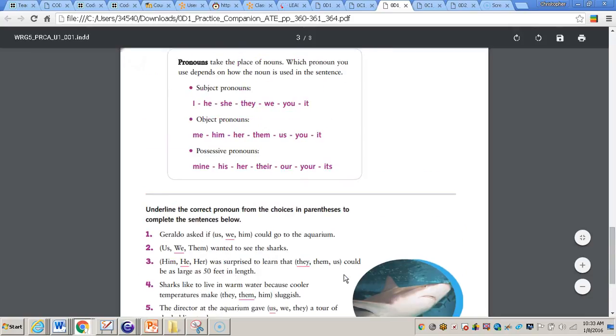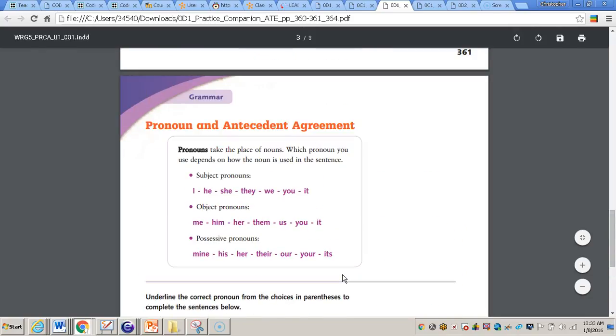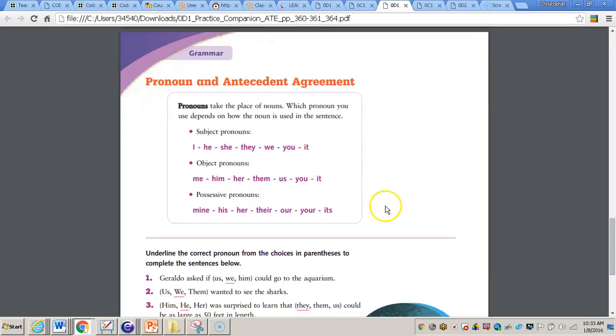So this concludes the video on pronoun and antecedent agreement. Remember, it's important to know that pronouns take the place of a noun, and also which pronoun you use depends on how the noun is used in the sentence. So if you have any questions about pronoun and antecedent agreements, please come and see me.